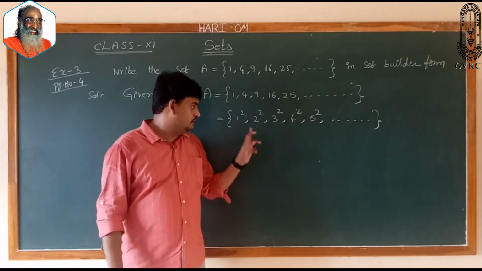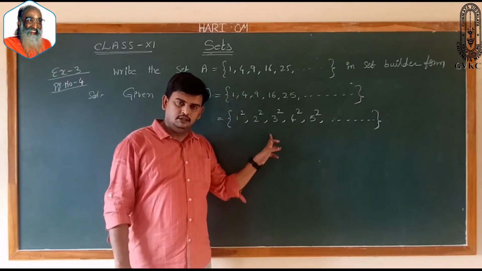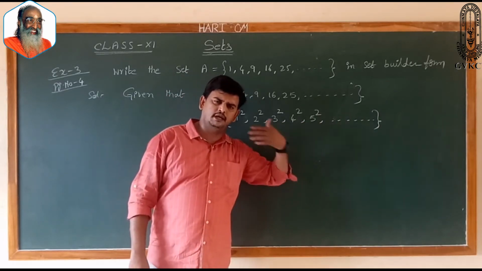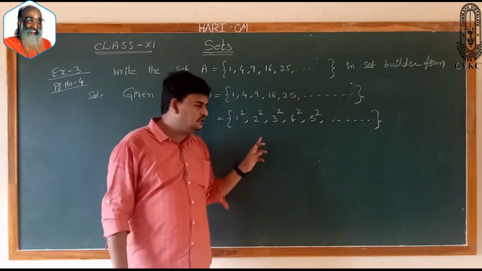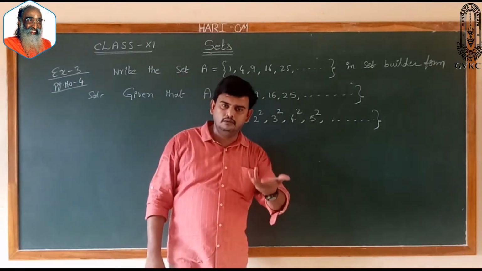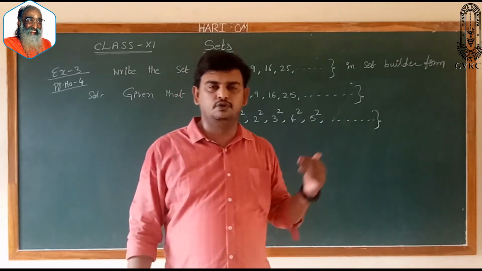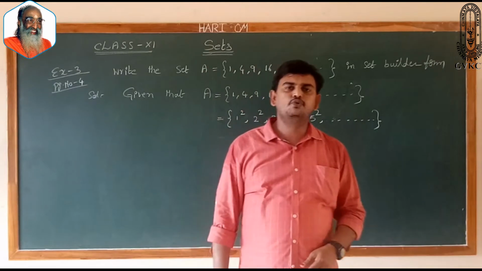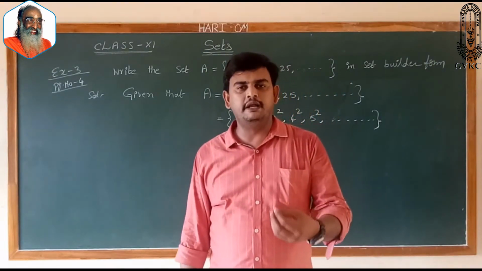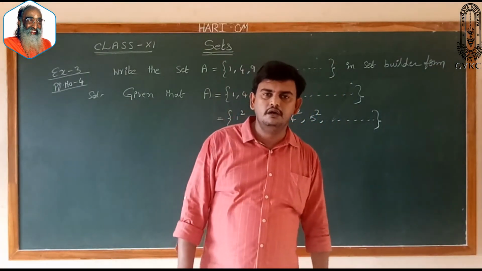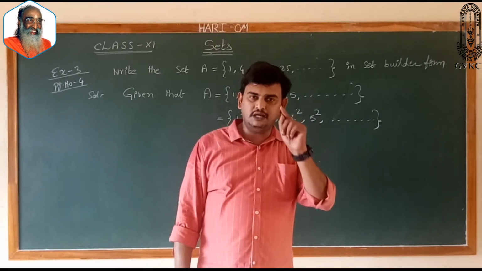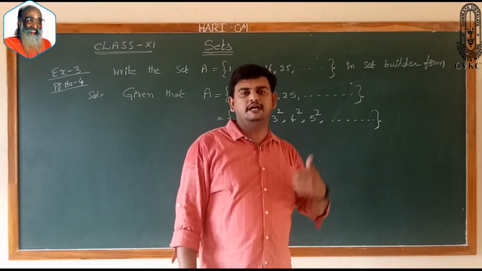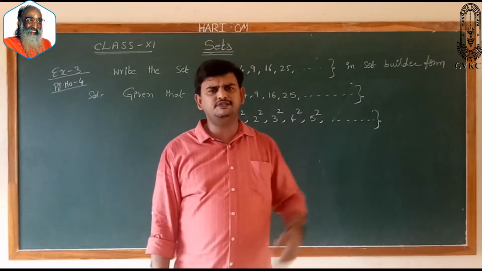Whose squares? 1 square, 2 square, 3 square, 4 square, 5 square, 6 square, 7 square, 8 square, like that, it will continue. What are these 1, 2, 3, 4, 5? They are natural numbers. So, here the relationship between the elements is squares of the natural numbers. That idea we should know. We have to identify that relation. When we know the relation, it is very easy to write.